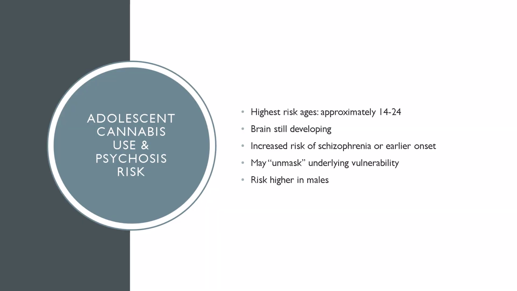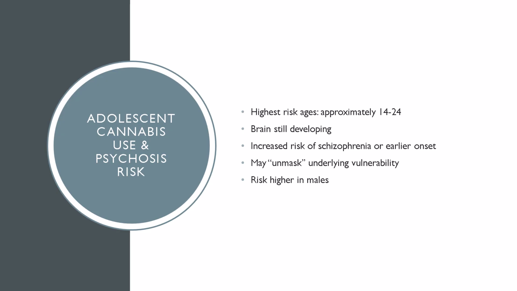Adolescent and young adult cannabis use is another critical area that we need to understand, especially because this is often when the use begins and when it becomes more frequent. And the general risk window that is most often discussed is approximately the ages between 14 to 24. And that corresponds to a period of ongoing brain development. So during this time, the brain is still refining connections, especially in the areas that are related to decision making and impulse control and emotional regulation, and also executive functioning. So when cannabis is introduced during this developmental period, it's interacting with a brain that's still forming. And that affects how the neural pathways are developing and stabilizing.